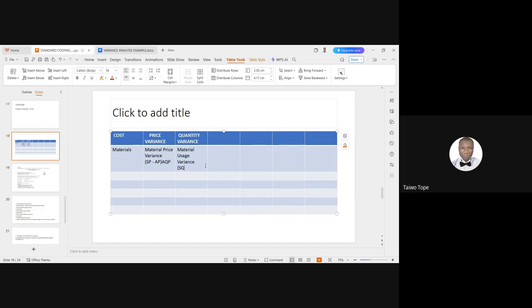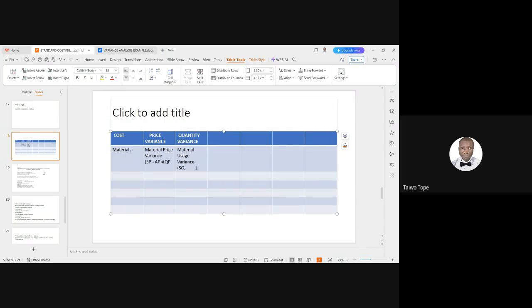What do I mean by flex? It means you multiply your standard quantity with your actual production in units. You multiply your standard hour with your actual production in units. So these two elements, you always flex them whenever you want to use them. So standard quantity of actual production.